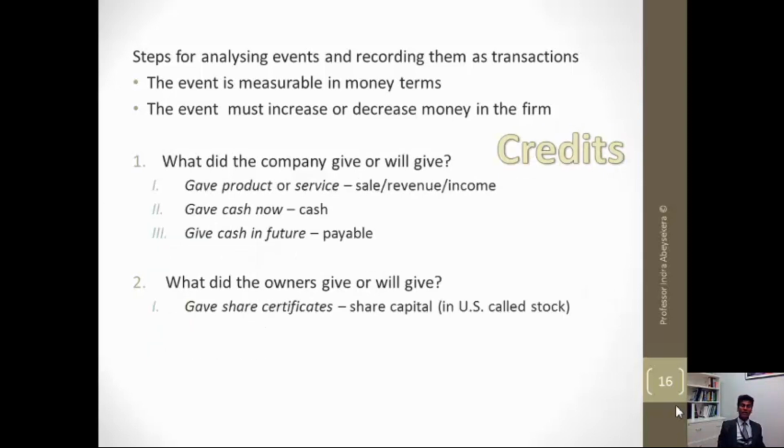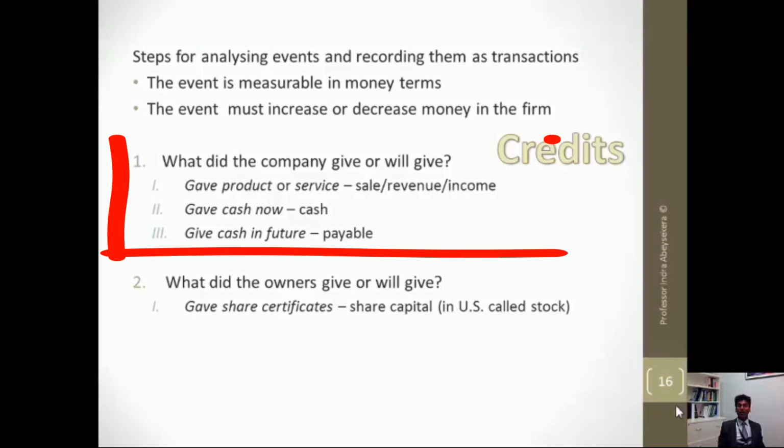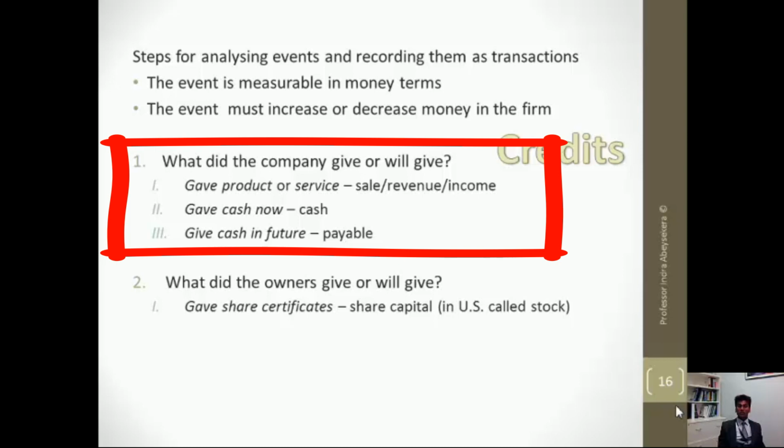Let's look at the credits. What did the company give or will give to outside parties other than owners? That becomes a credit. Examples are, we give a product or service, that is called earning revenue or income or sale. That is a credit. We give cash now. We record that as a credit, cash. We give cash in the future to some other party. That is called payables. We record it as a credit.